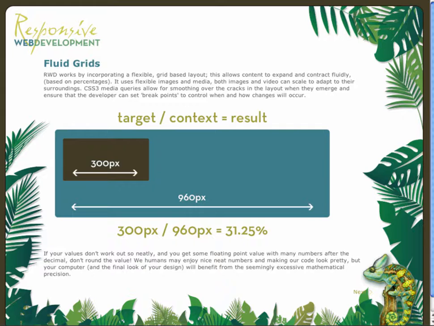CSS3 media queries allow for smoothing over little cracks that might emerge in the layout and ensure that the developer can set breakpoints to control how and when the changes are going to occur.